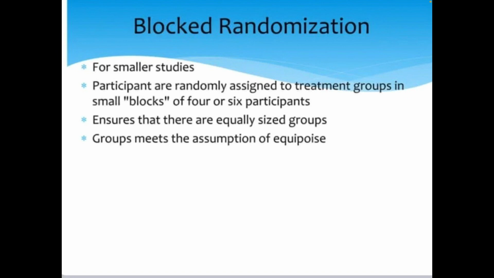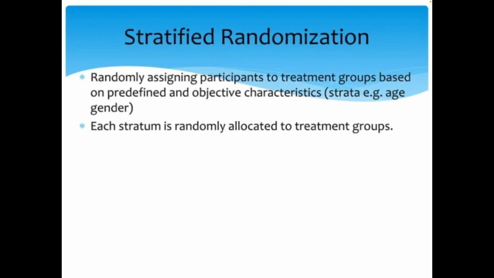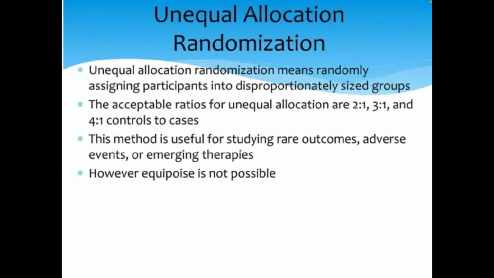Block randomization is for smaller studies. Participants are randomly assigned to treatment groups in small blocks of 4 or 6 participants. This ensures that groups are evenly sized and meet the assumptions of equipoise. Stratified randomization means randomly assigning participants to treatment groups based on predefined and objective characteristics, for example, age or gender. Each stratum is randomly allocated to treatment groups.